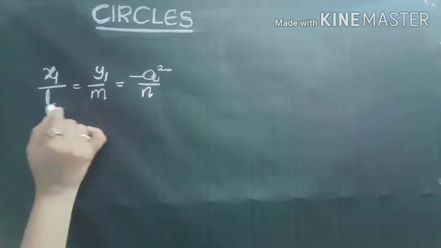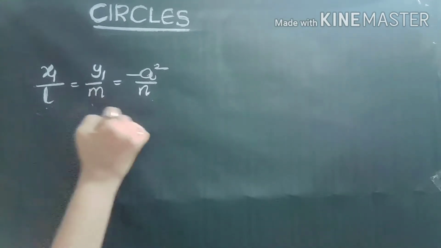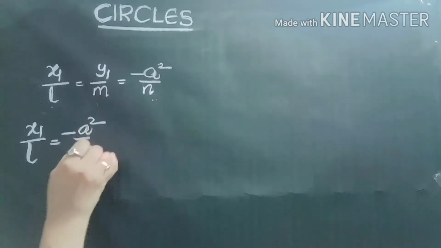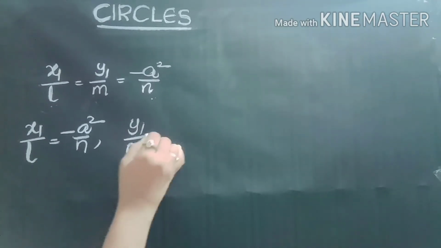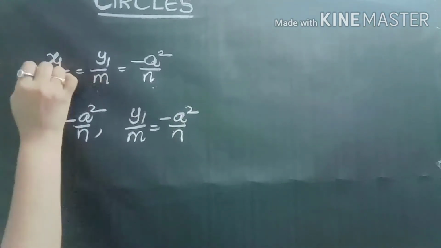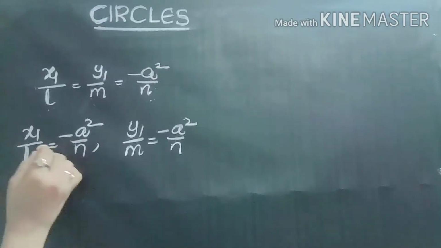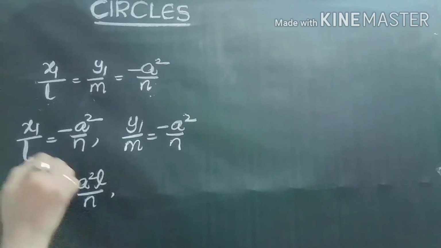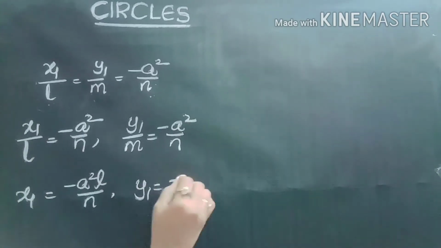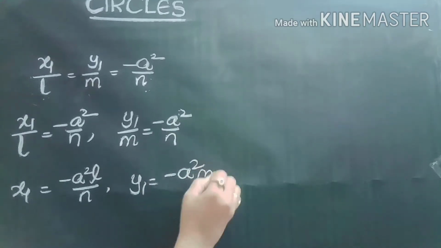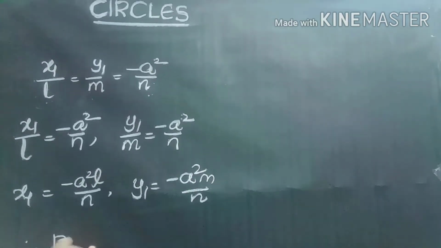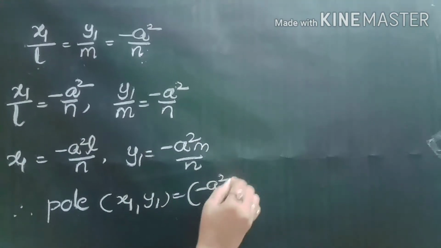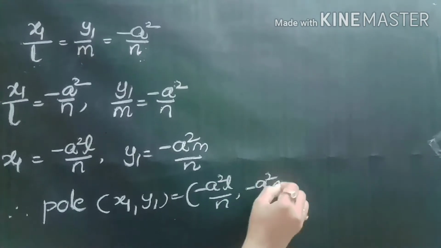Now to find the values of x1, y1, we are equating the first value to the last value and the second value to the last value, that is x1 by L = -a² by N and y1 by M = -a² by N. From this we take the value of x1: x1 = -a²L by N, writing this L to that side, and similarly here y1 = -a²M by N. Therefore the pole (x1, y1) = (-a²L/N, -a²M/N).